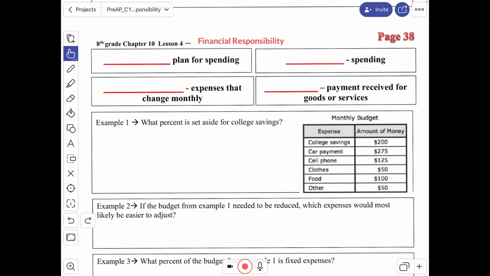Today we're covering 8th grade, Chapter 10, Lesson 4, Financial Responsibility. Let's review some of the words we've learned.